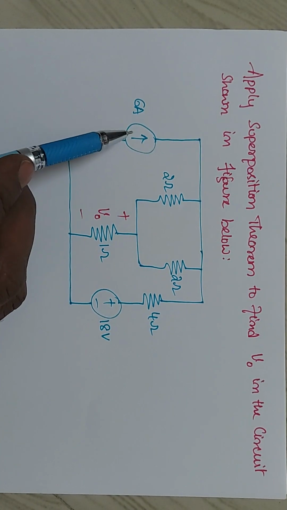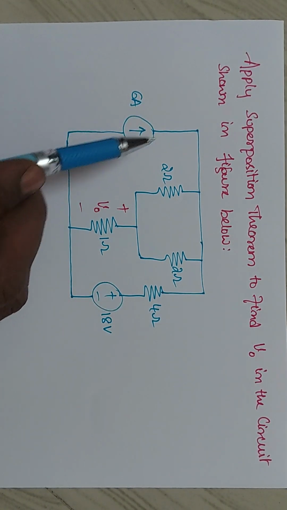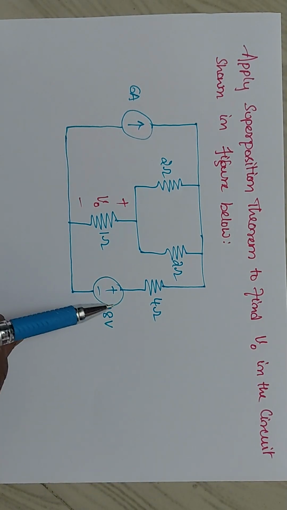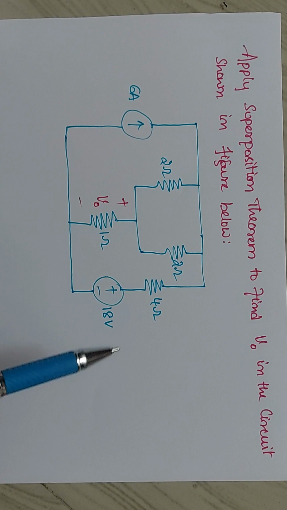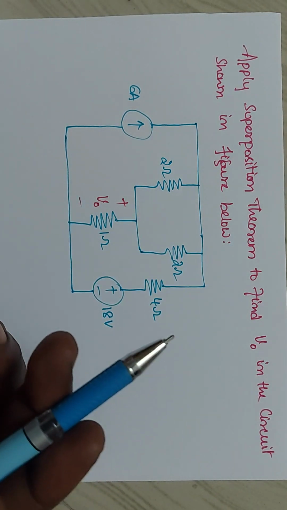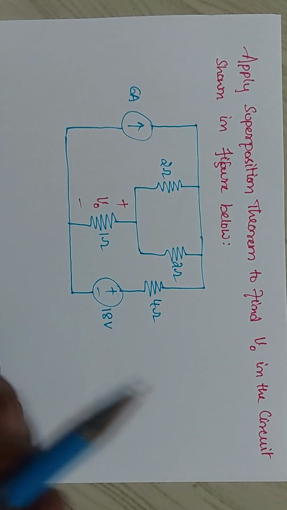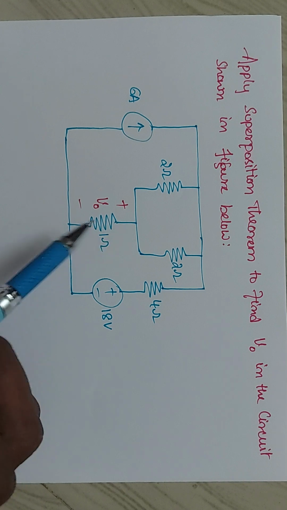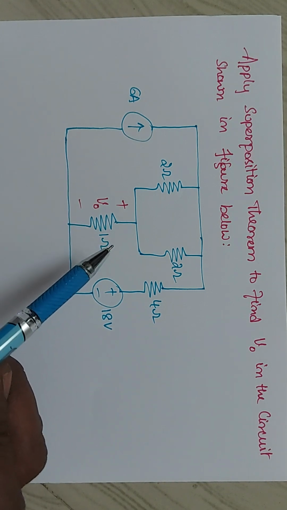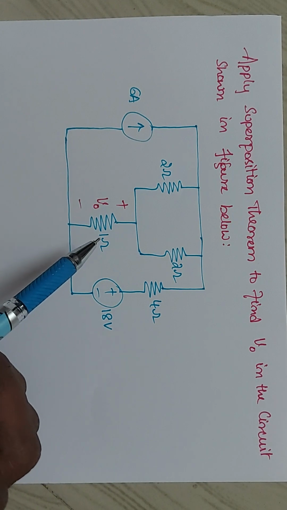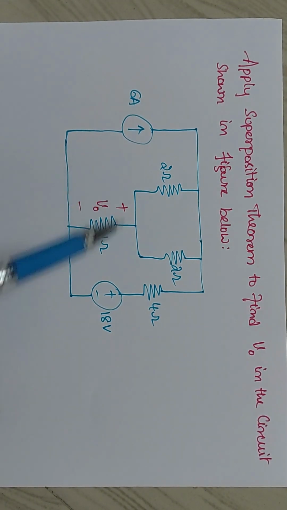This is a multi-source circuit. Two sources are there: one is a 6 amperes current source and one more is an 18 volts voltage source. So that's why here you can easily apply the superposition theorem. Coming to the statement of the superposition theorem, the response in any element in a linear circuit is equal to the algebraic sum of the responses caused due to each independent source acting alone.